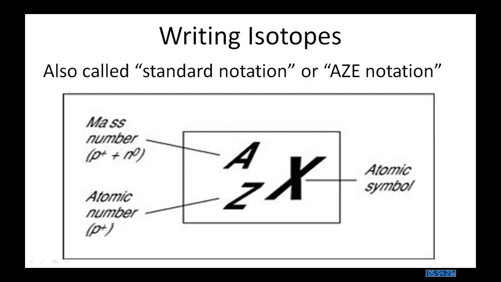How do we write them? We write them in the form of standard notation, often called AZE notation. The A stands for mass number. You can see in this diagram that's protons plus neutrons, and look, it's got the charge there. You have a positive charge for protons and a neutral charge for neutrons. The atomic number below is the Z. I've always wondered about this form. Why are you showing the atomic number when you have the atomic symbol? Isn't that a duplicate? We'll have to ask some scientists someday.